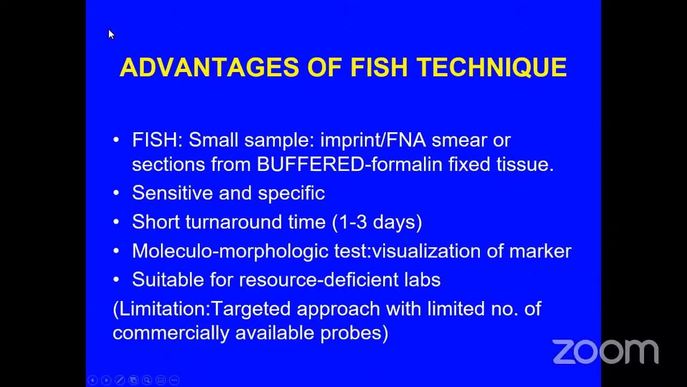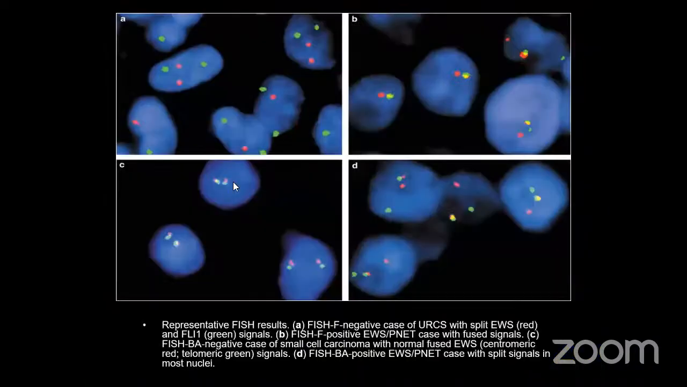Now, FISH technique suits admirably for most of resource restrained laboratories or even major laboratories. And the advantages of FISH technique are that you require a small sample, although you can use also sections. This technique is sensitive and specific. There is a short turnaround time. It is a molecular morphologic test because we actually visualize the marker under the microscope in the cell, and it is suitable for resource deficient laboratories. There is one limitation though, and that is targeted approach is possible with only a limited number of commercially available probes. So you may have to use RT-PCR or NGS when these probes for particular types of tumors are not commercially available.